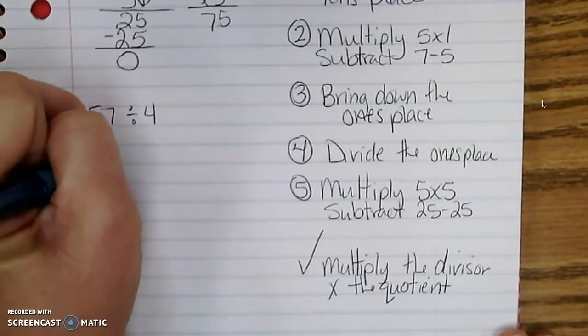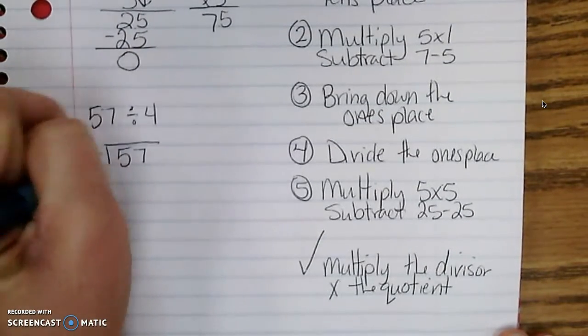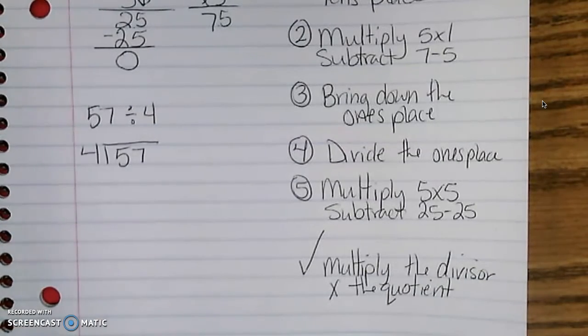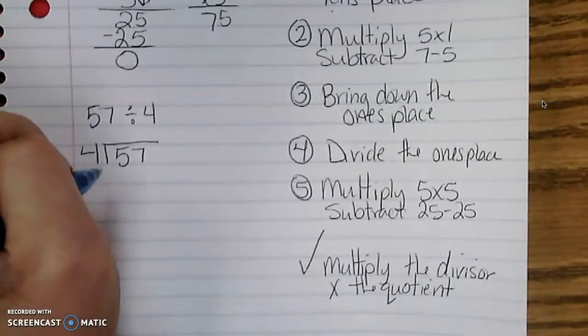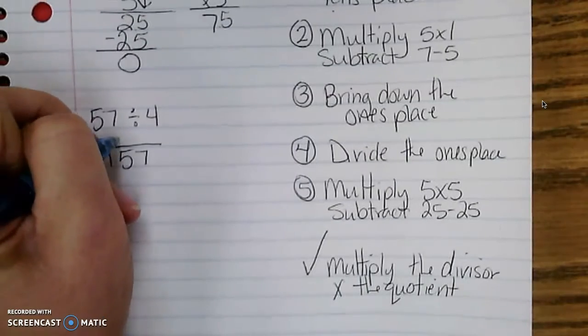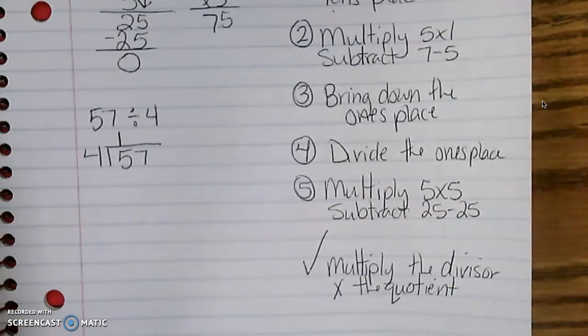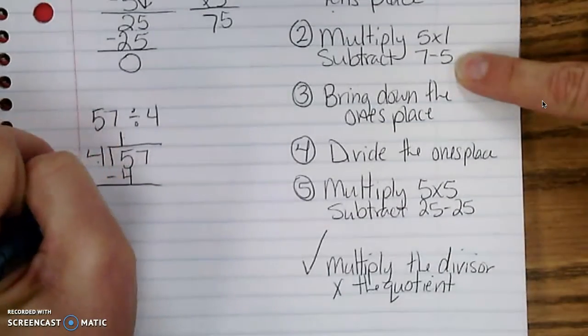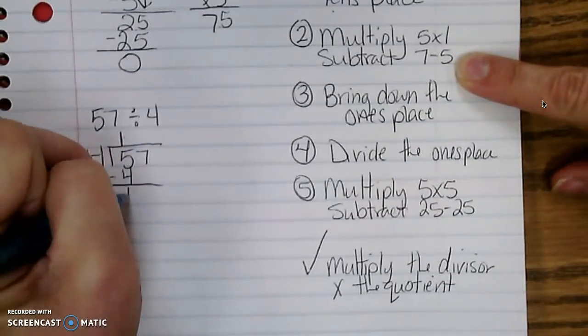So I'm going to rewrite that so that I can perform the division, and it gets rewritten like that. Remember that the dividend, that first number, goes in the house. So 57 divided by 4. Step 1 is divide into the tens place. So 5 divided by 4. I know that 4 times 1 is 4, and 4 times 2 is 8. So 8 is too big, so I want to do 4 times 1 is 4. Then I'm going to multiply, 4 times 1 is 4, and subtract. 5 minus 4 is 1.